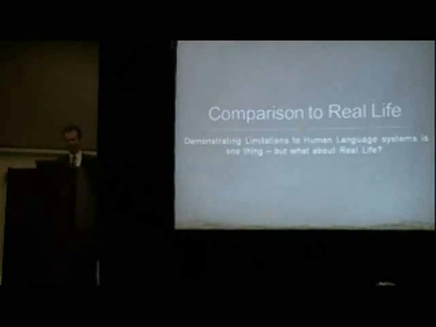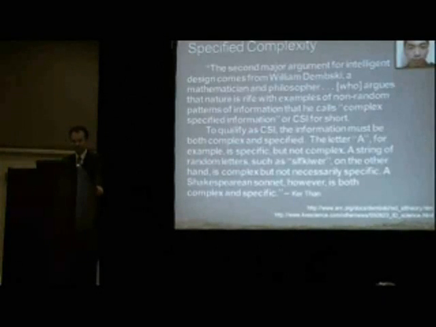So, comparison to real life. Does the human language comparison actually correlate to what we see in real life? That's the question. So, specified complexity. Again from Kurathan: the second major argument for intelligent design comes from William Dembski, a mathematician and philosopher who argues that nature is rife with examples of non-random patterns of information that he calls complex specified information, or CSI. To qualify as CSI, the information must be both complex and specified.